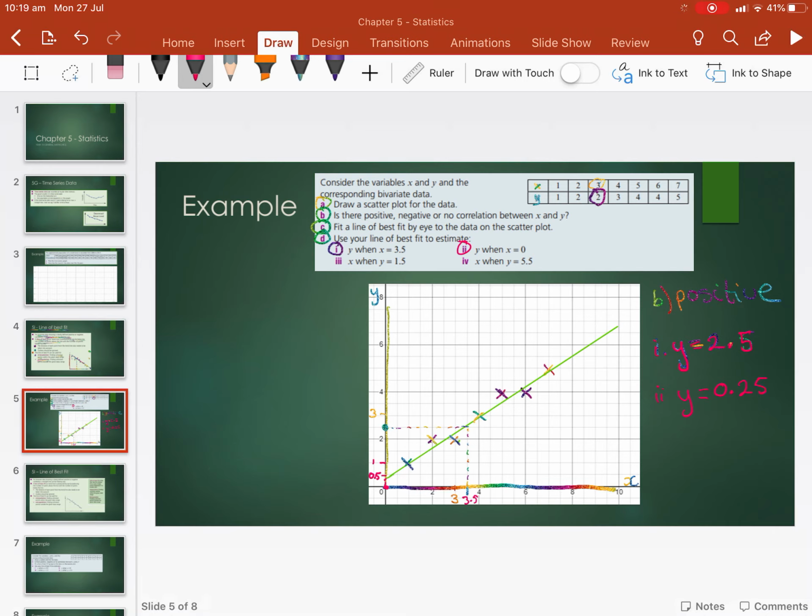Now, these could be slightly off. Again, it's all approximation, so you might get a couple of different answers to others. It depends on your line of best fit.